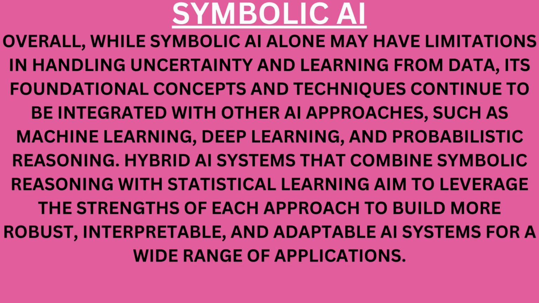Overall, while symbolic artificial intelligence alone may have limitations in handling uncertainty and learning from data, its foundational concepts and techniques continue to be integrated with other artificial intelligence approaches such as machine learning, deep learning, and probabilistic reasoning. Hybrid artificial intelligence systems that combine symbolic reasoning with statistical learning aim to leverage the strengths of each approach to build more robust, interpretable, and adaptable artificial intelligence systems for a wide range of applications.